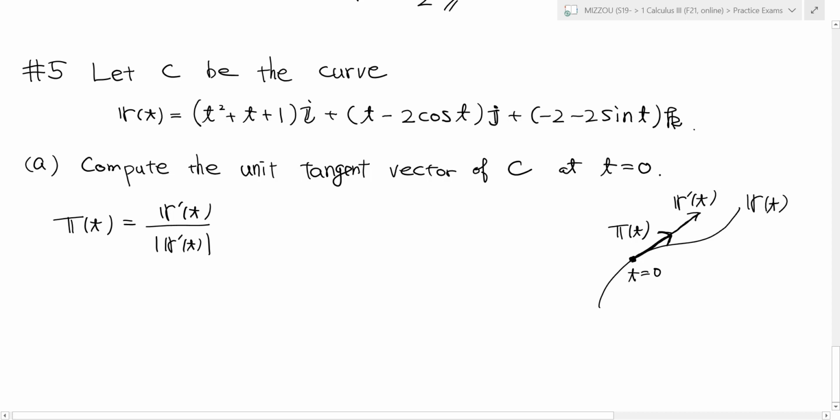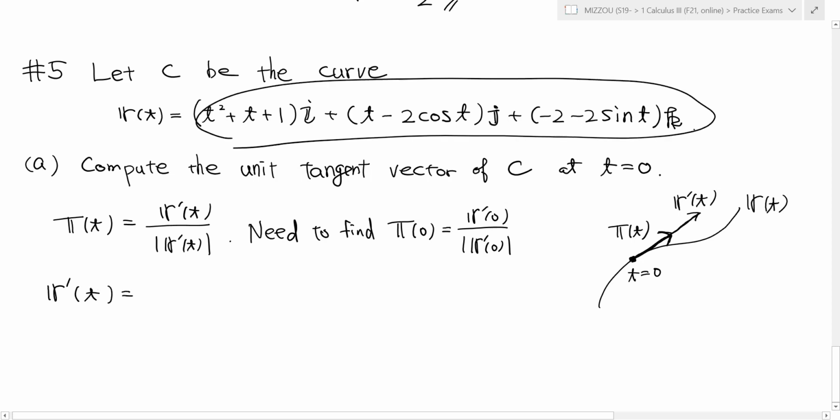But now, what you want to do is to find a unit tangent vector at t equals 0. So we need to find T of 0, which is r prime of 0 divided by the magnitude. So all you have to do is compute the derivative evaluated at 0. So let's first compute the derivative. What do you get? Well, this is (2t + 1) i plus, you differentiate, you get (1 + 2 sin t) j, and then you differentiate it, you get negative 2 cos t k.